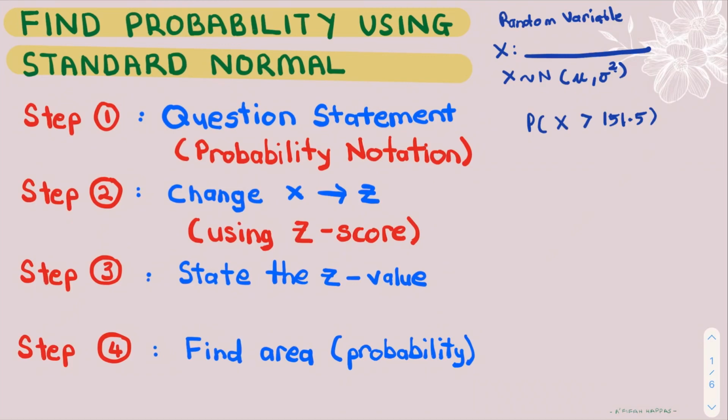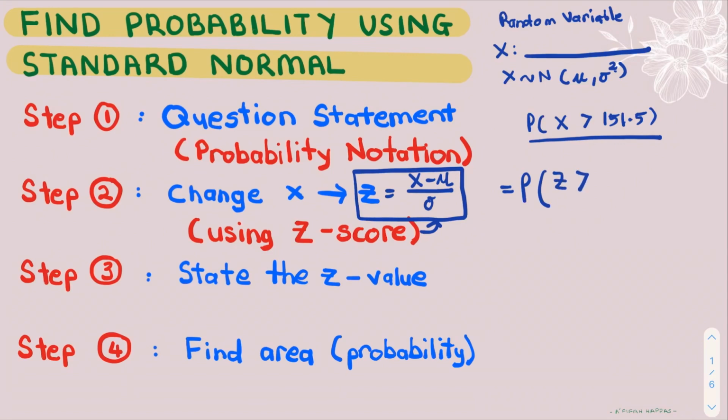Now let's revise a bit. Your standard score is X minus mu over sigma. So this is your standard score. Alright, so make sure you remember that. So let's say if this is a probability notation, so change to Z means that probability of Z greater than your X known, 151.5 minus mu over sigma. So mu, if you have the value, put the value, and the sigma also.